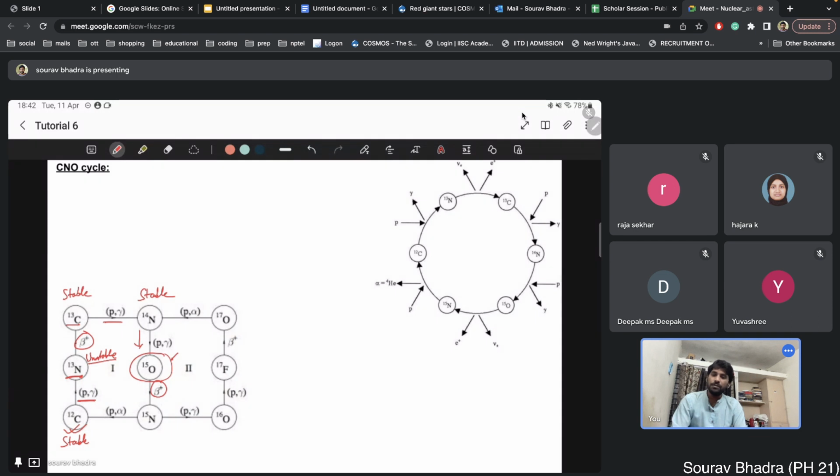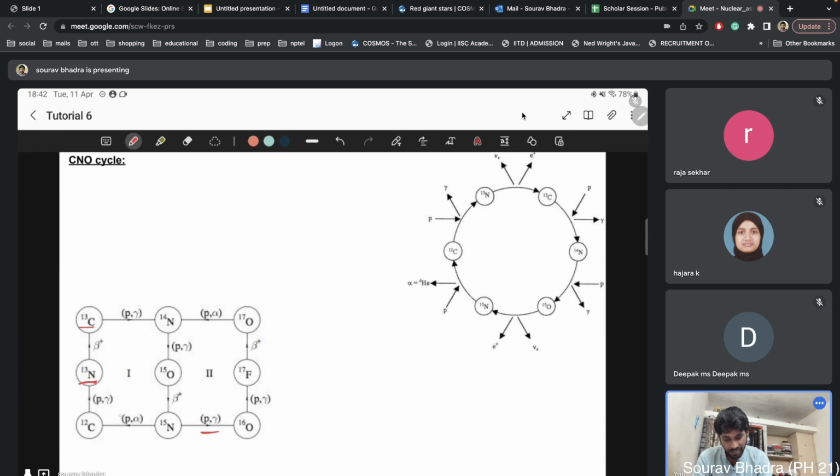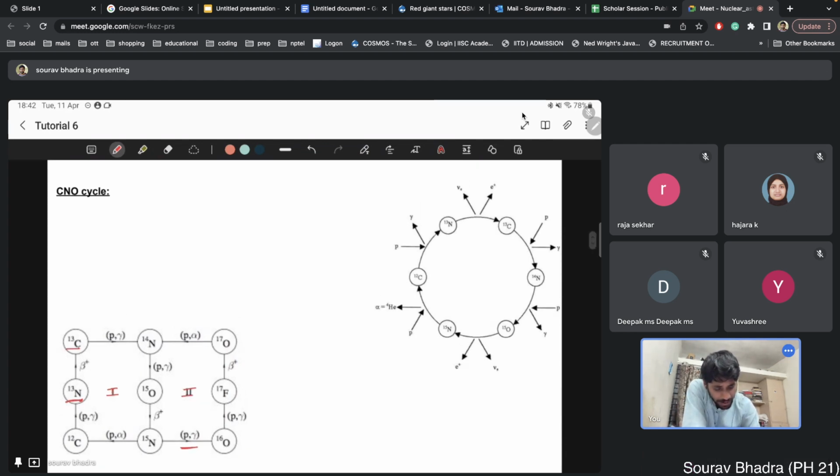So if you start from 12C, you can go up to 15N. Also this 15N can go through another proton reaction with another proton, giving 16O. So from 16O, 17F, 17O, this type of chain reaction occurs. So the first part, that means this half, is called the first CNO reaction cycle, and this is the second CNO cycle. So exactly the same thing I have done here.